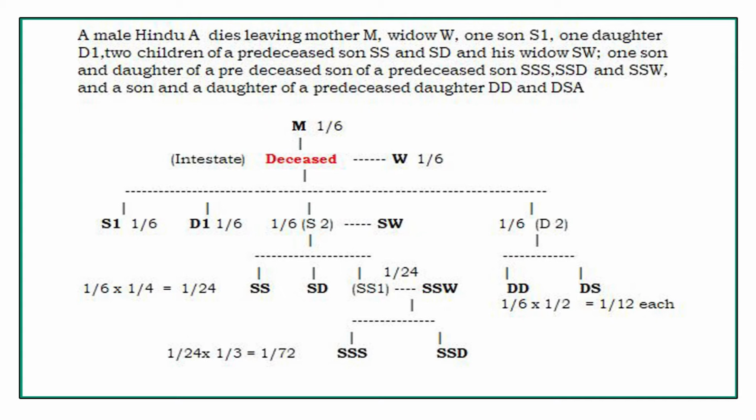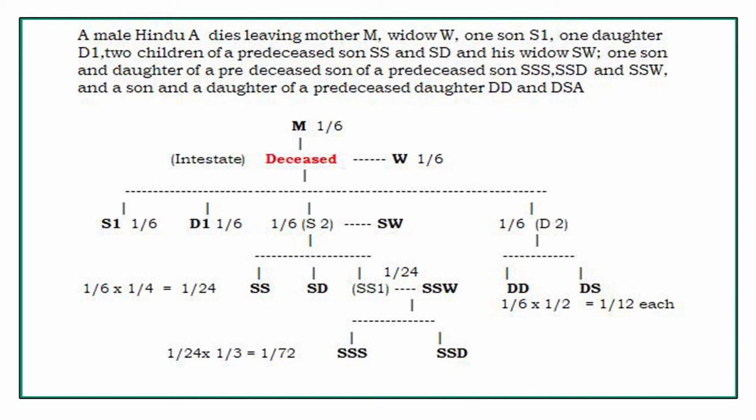He had 4 heirs: his widow, SW; his son, SS, son's son; son's widow; SD, son's daughter; and another son, son's son, SS1, who also died. Total 4 heirs are there. So 1/6 is allotted to the S2 branch. That 1/6 is to be divided equally between all the 4.